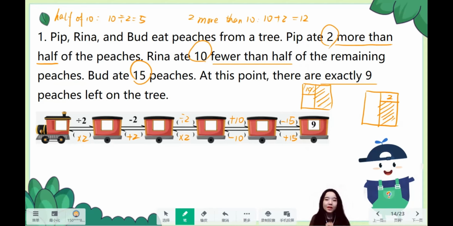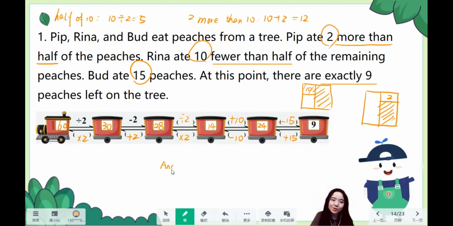First, we get what is 9 plus 15. It should be 24. Next, 24 minus 10 is going to be 14. And then 14 times 2, we can get 28. Then 28 plus 2, it is 30. Finally, we just need to multiply 30 by 2. Here we can get 60.